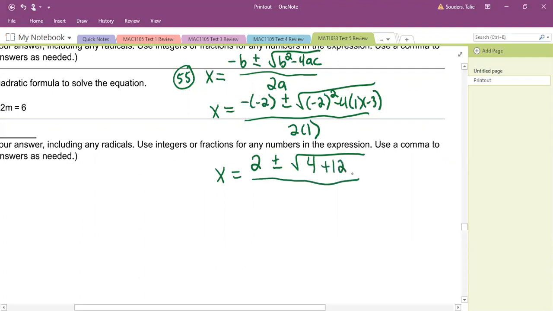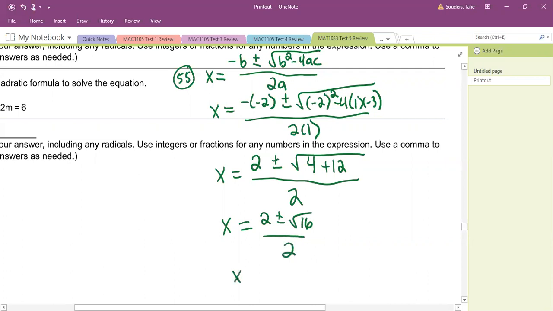All over 2 times 1. Now these problems aren't really hard to set up, but they take a lot of work to simplify, right? As you can see, it's going to take many steps to simplify. What is 4 plus 12? 16. Okay, and we keep going, right?